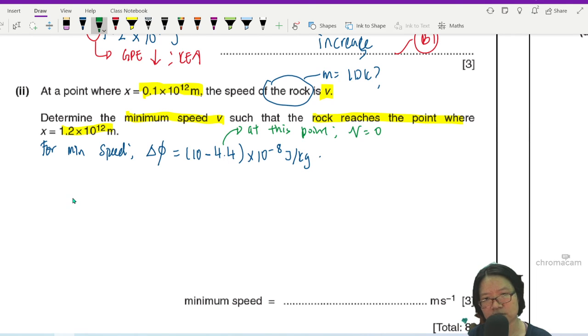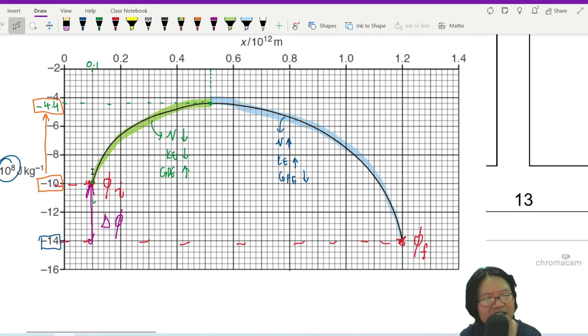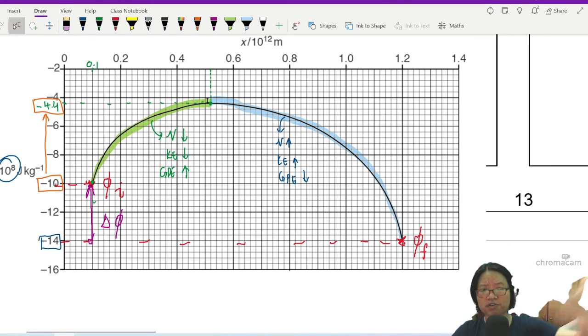The V is 0, meaning I just need to have enough energy to reach this point. If I can run until here and then I run out of all the energy, it's okay. You got yourself there, gravity for B will do the rest. So you just need to get yourself here.